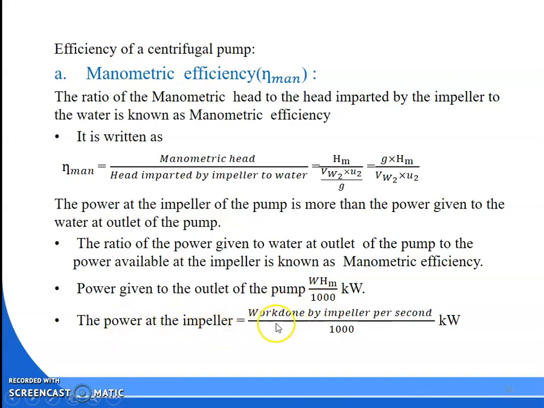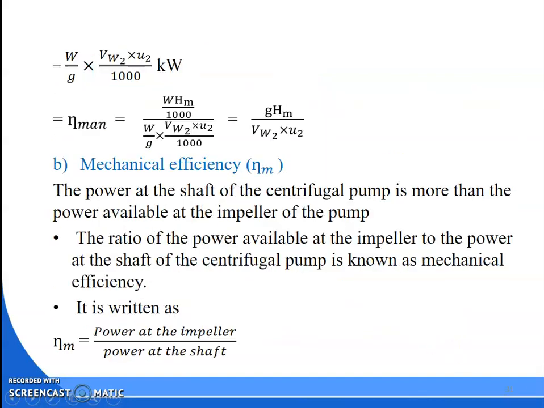The power at the impeller is the work done by the impeller per second. So what is the work done? W by g into Vw2 into U2 divided by 1000. That will give you what? Manometric efficiency. The manometric efficiency is equal to how much? WHM by 1000 divided by W by g Vw2 U2 by 1000. So what do you get? W, the weight of the liquid, will cancel out, that is gHM by Vw2 into U2.